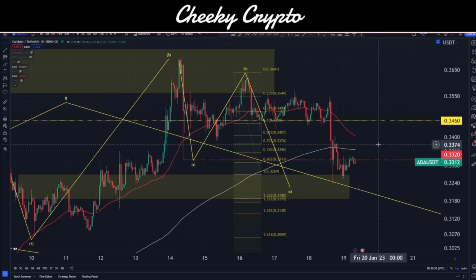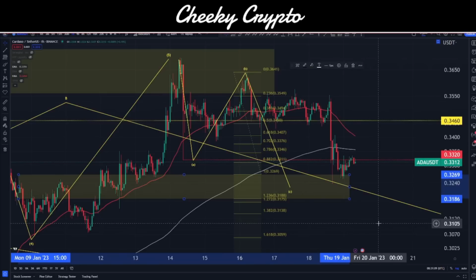Let's get right on into this one then. So Cardano paired up with USDT here on the hourly chart and Binance is our data source. On this hourly chart, since the last video, we were talking about coming down to 31.86 to 32.69. You can see that here in this three-wave structure, right between the 1 and 1.236 fib levels, and we came right down into this area.